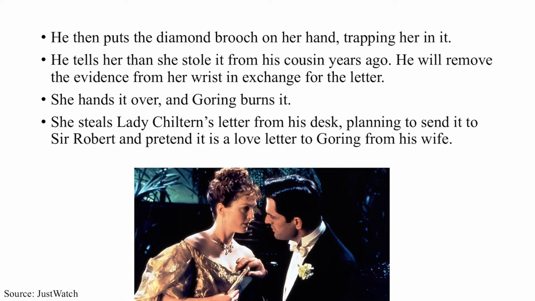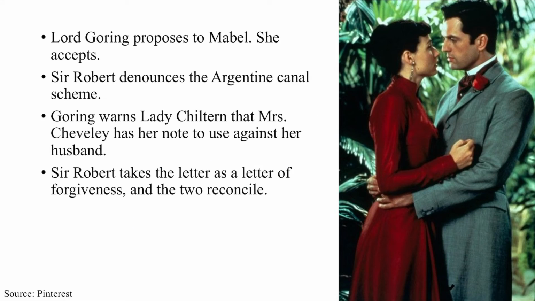He then puts the diamond brooch in her hand, trapping her in it. He tells her that she stole it from his cousin years ago. He removed the evidence from her wrist in exchange for the letter. She hands it over and Goring burns it. She steals Lady Chiltern's letter from his desk, planning to send it to Sir Robert and pretend it is a love letter to Goring from his wife.